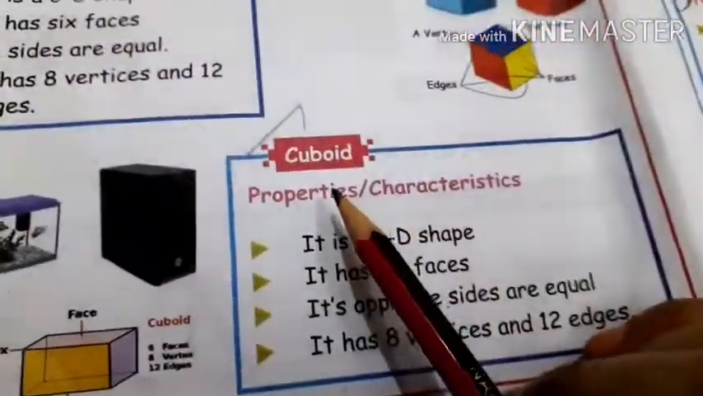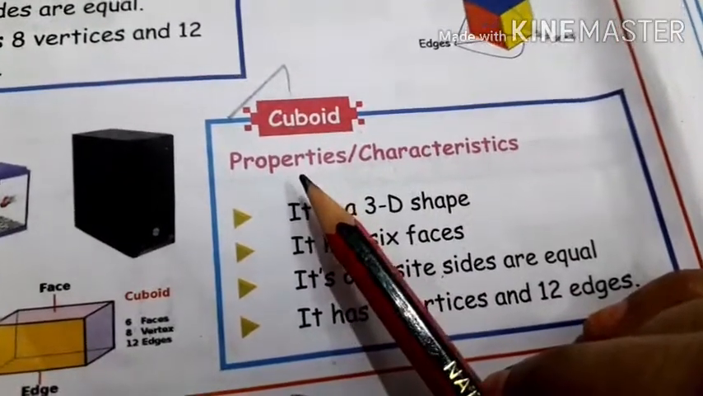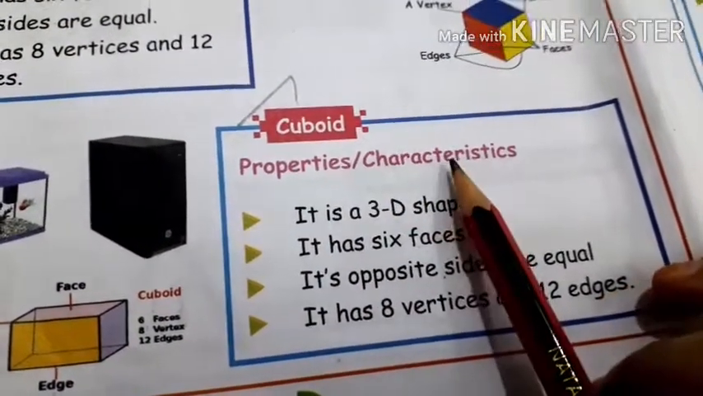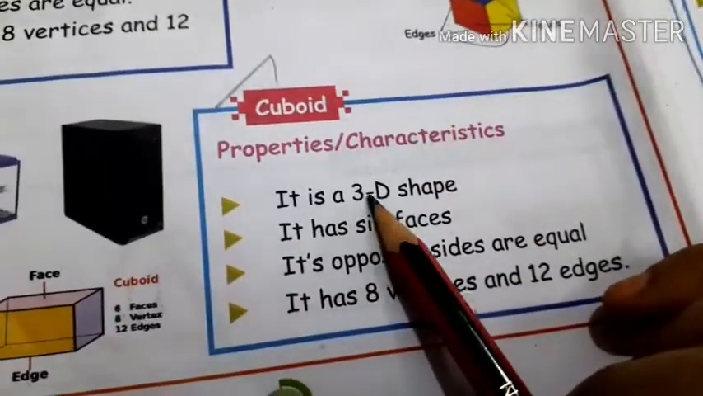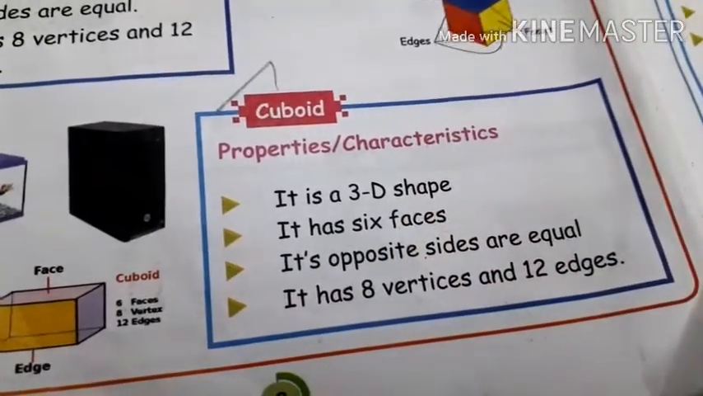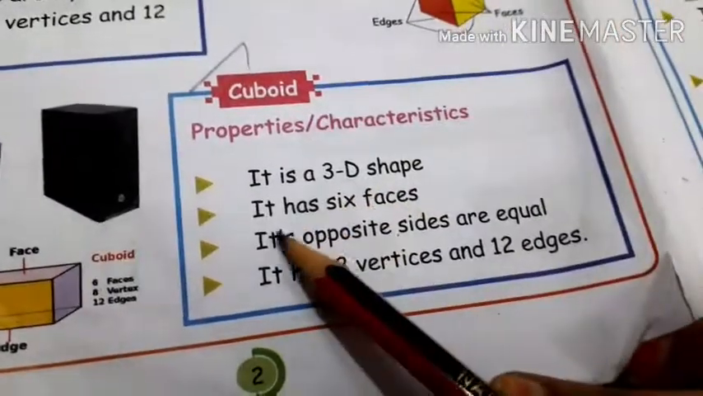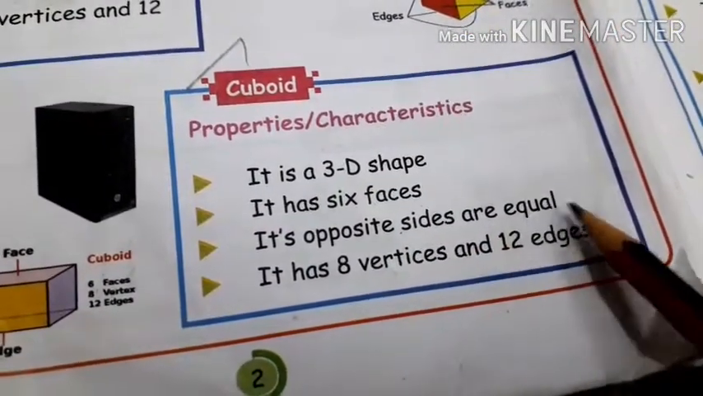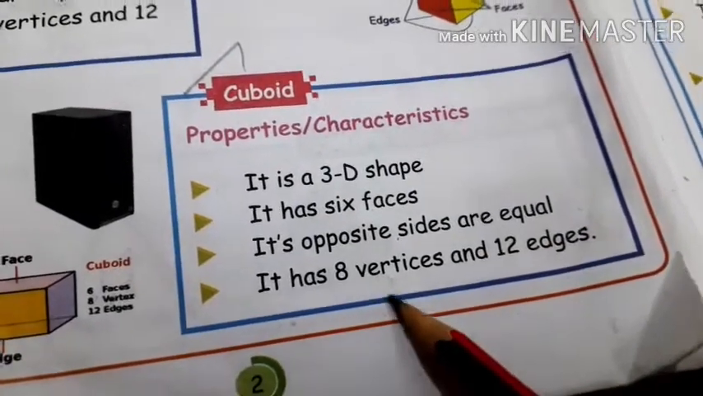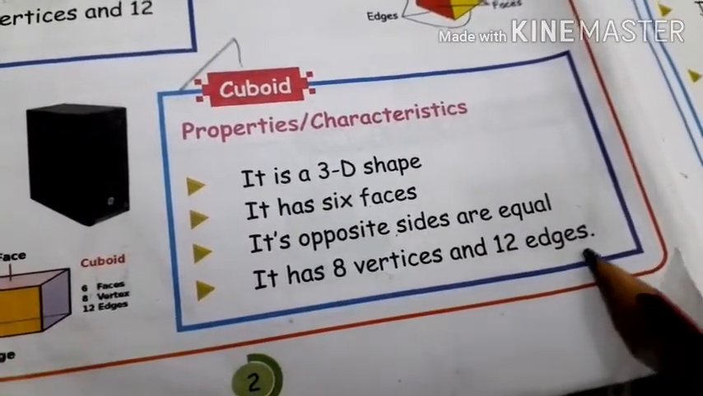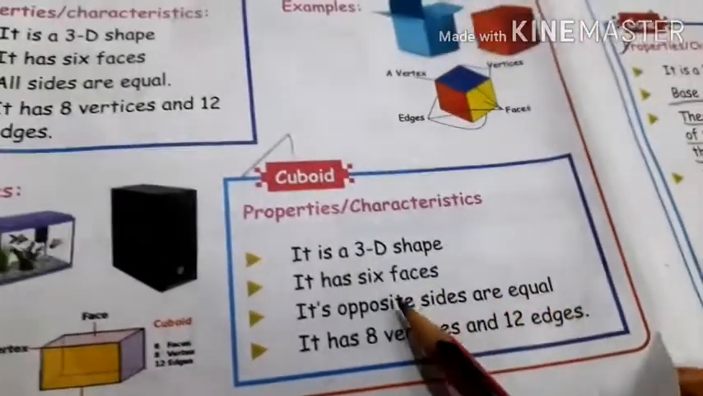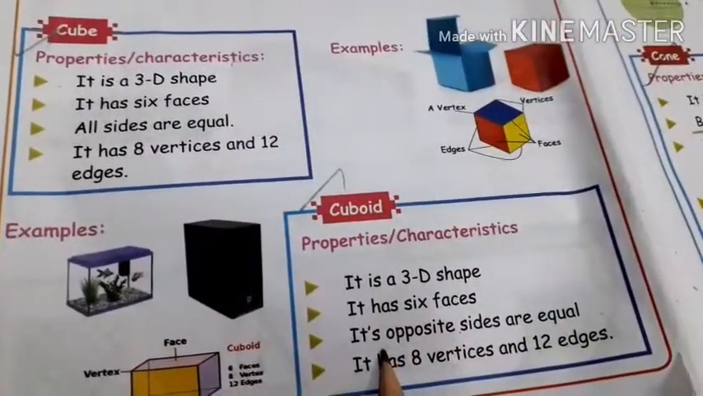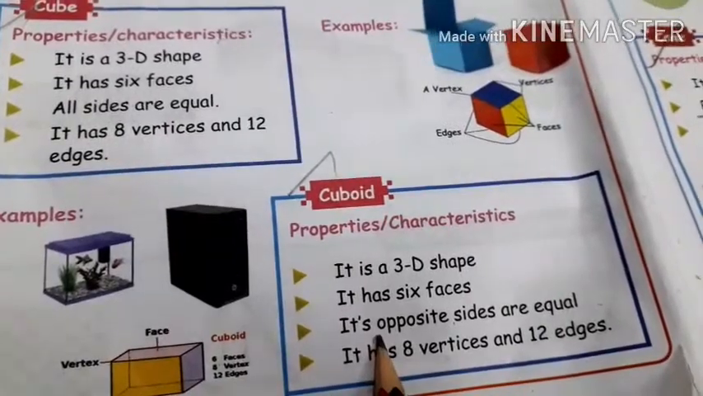Okay, cuboid. Now we are going to see cuboid properties and characteristics. It is a 3D shape. It has 6 faces. Its opposite sides are equal. It has 8 vertices and 12 edges. So students, the properties and characteristics for cube and cuboid are both the same.